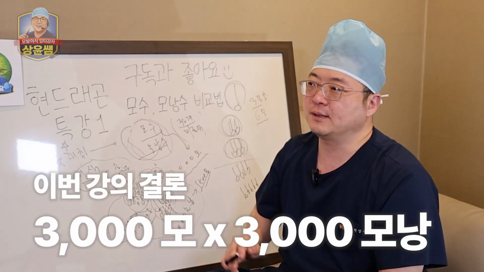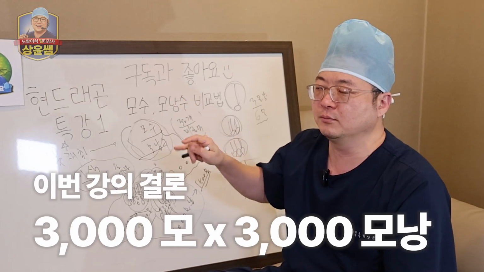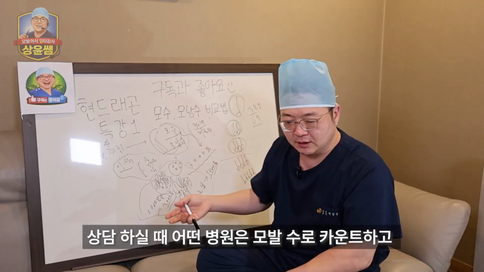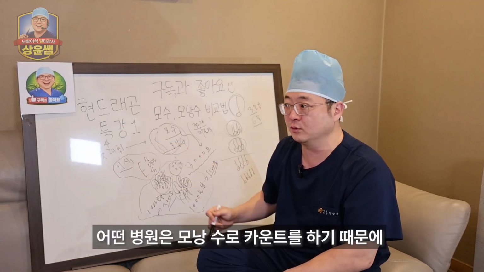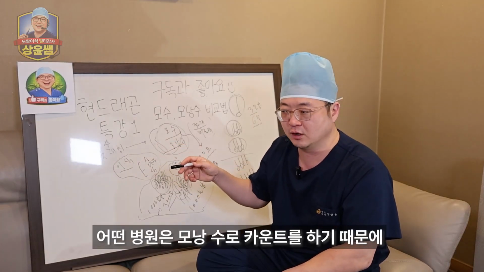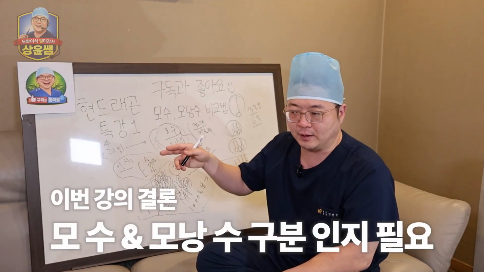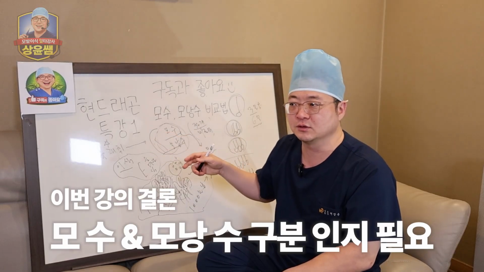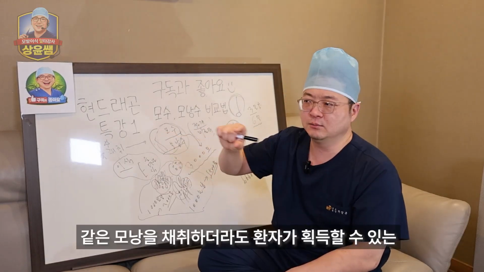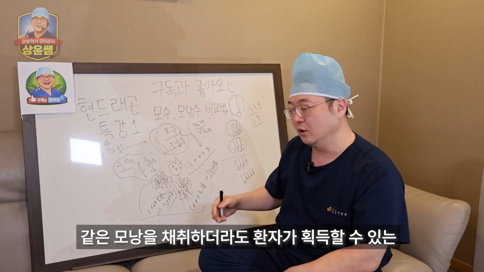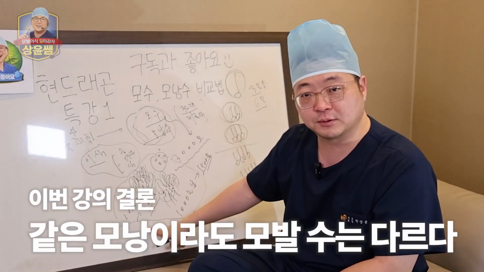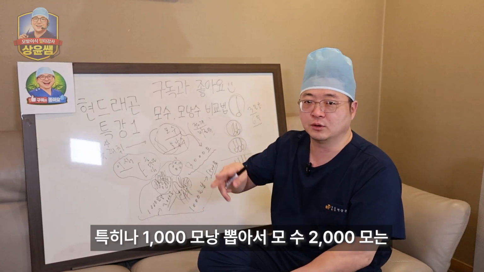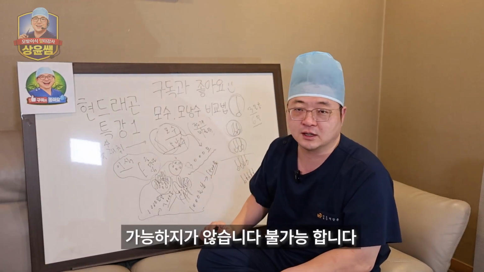So since 3,000 follicle units and 3,000 hairs are clearly different, when you go for a consultation, you need to fully grasp whether the clinic is using hair count or follicle count, because some use one and some use the other. And even if you extract the same number of follicle units, the hair count a patient gets will be different. They must differ. Extracting 1,000 follicles for 2,000 hairs is impossible.